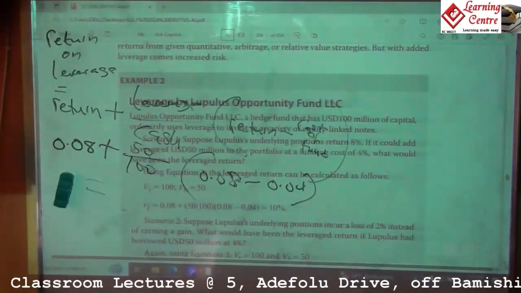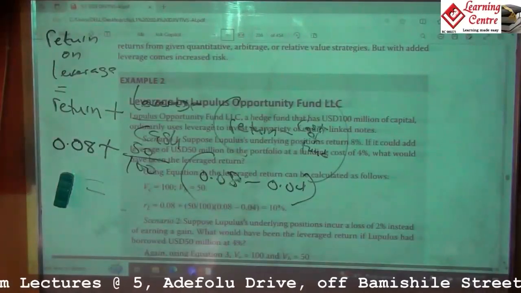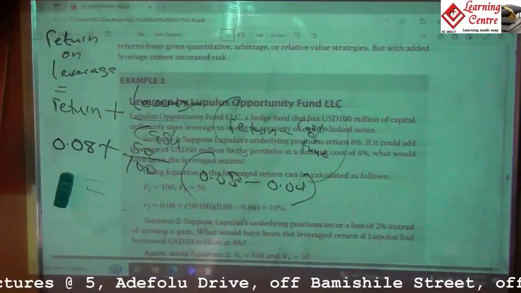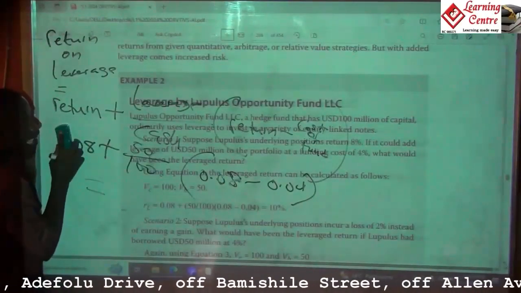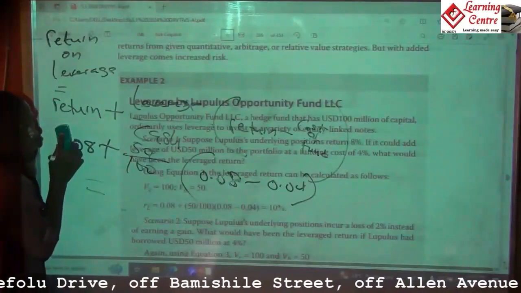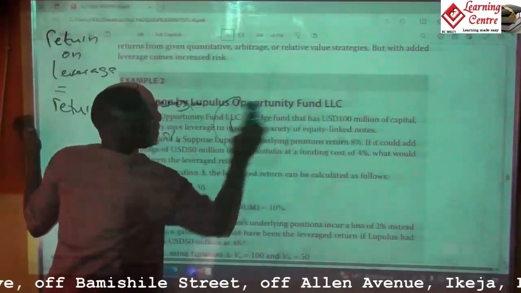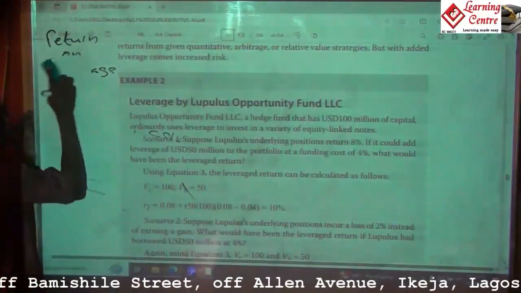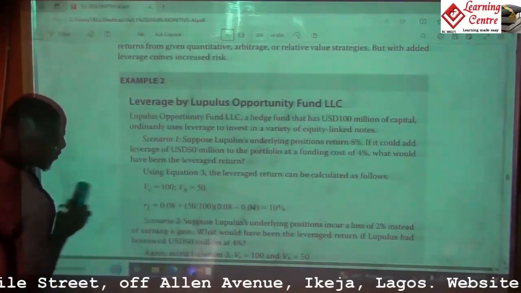Scenario 2. Let's do scenario 2. Let me rub this off. So the same formula: return plus leverage divided by cash, into bracket return minus cost of funds. Let's do scenario 2.